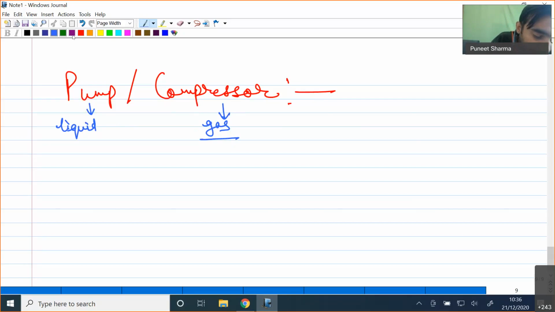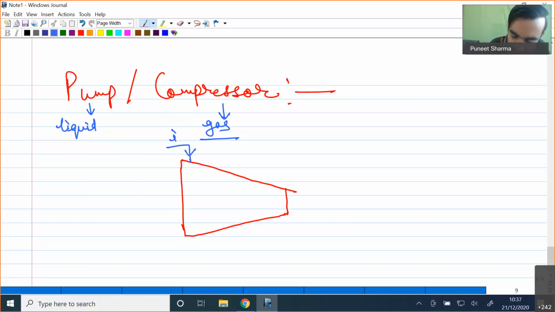So a pump, construction wise, is nothing but just a reverse of our turbine. In case of the turbine, we were having expansion of the fluid from inlet to outlet. In case of the compressor, we will be having compression of the medium from inlet to outlet. So this is my inlet I, and over here is, say, the outlet. And this is the reverse of the turbine.